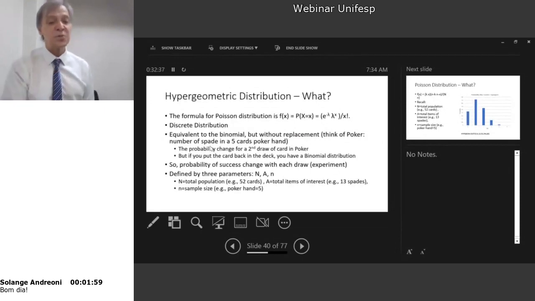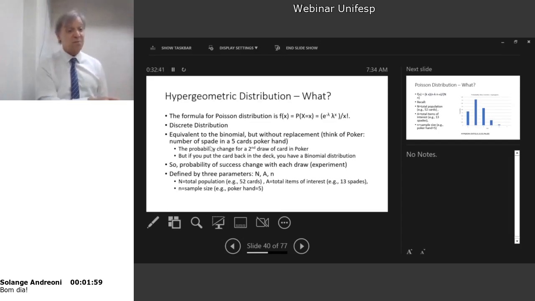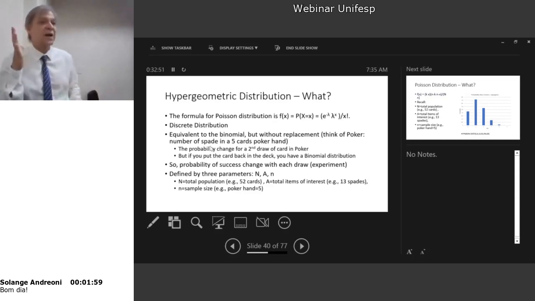It's a discrete distribution. It's equivalent to the binomial, but without replacement. Meaning once you take a card out, okay, it affects the next probability. If I take 1 card out of the deck, I took 5 cards, right?